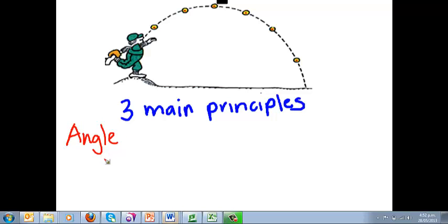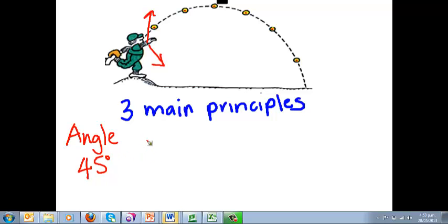Angle is going to play a major part in how far the projectile flies. If we have a look at the picture above us of the person throwing a projectile, you can see he's using a long angle as opposed to a sharp angle, for example if it was going up, or a low angle where the object would go down. So the optimum angle for projectile motion is 45 degrees.